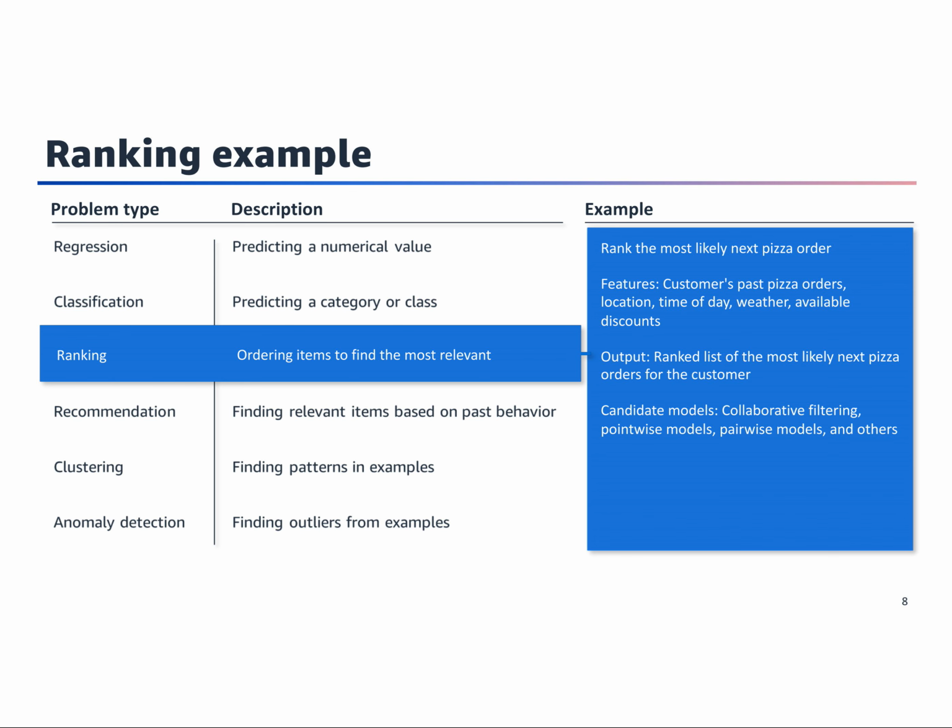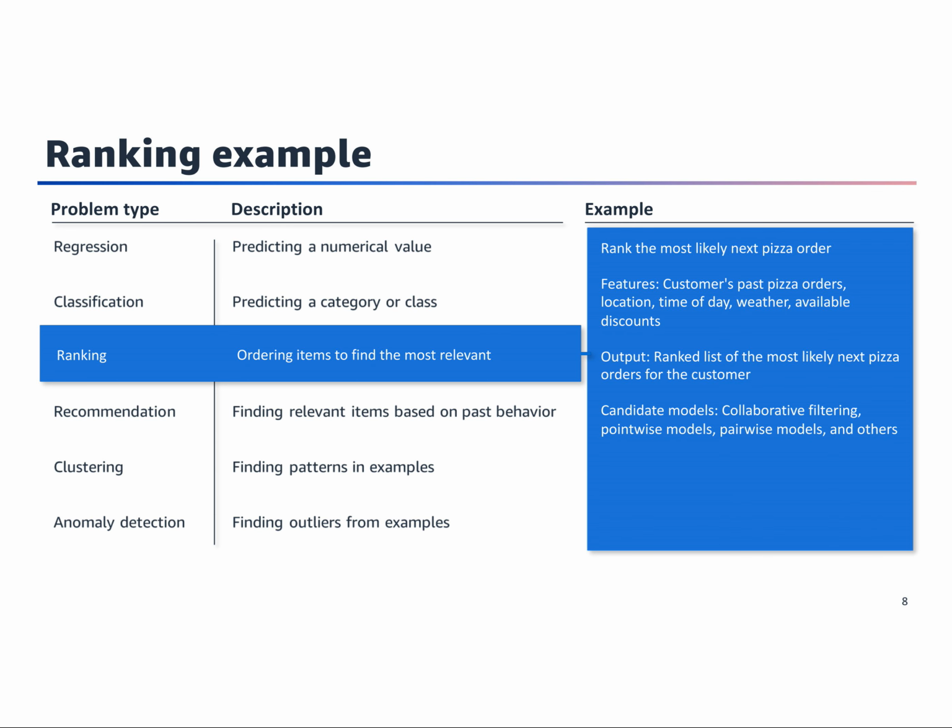Next is an example of ranking, which is the problem of ordering a collection of results. In this example, the problem is to rank a customer's most likely next pizza order. The input features could include the customer's past pizza order, their location, the time of day, the day of the week, the current weather, and special promotions or discounts. The output is a ranked list of the most likely next pizza orders for the customer.